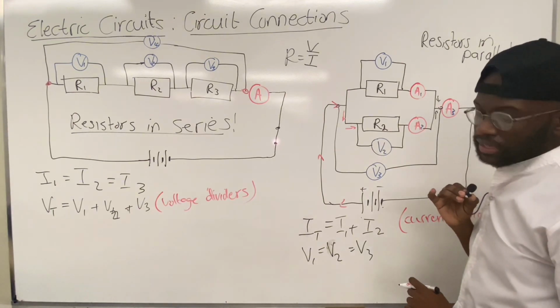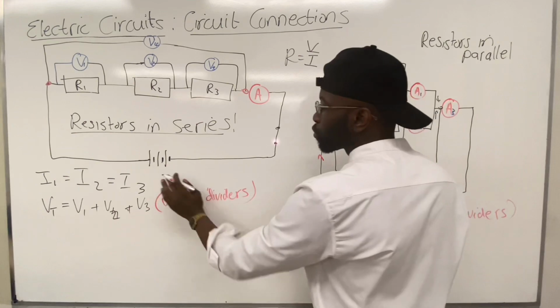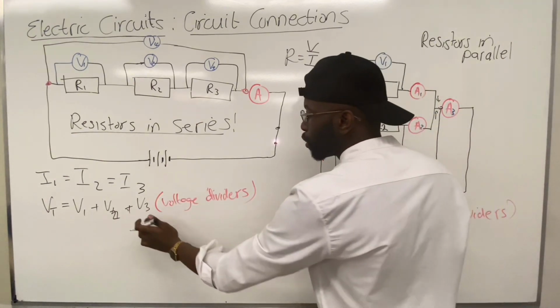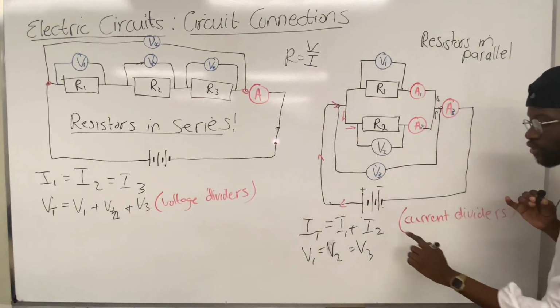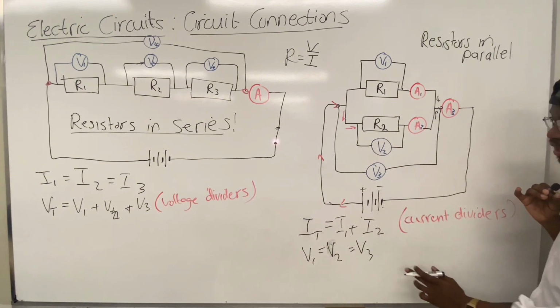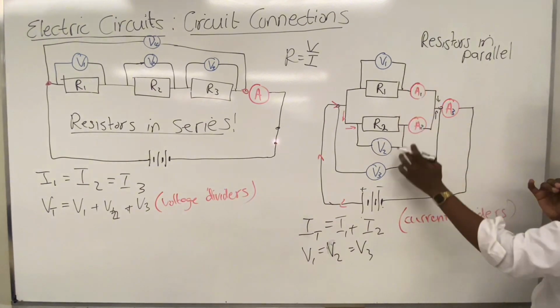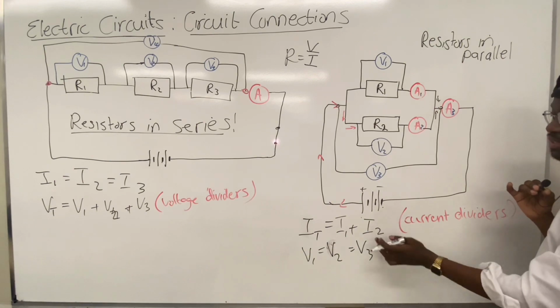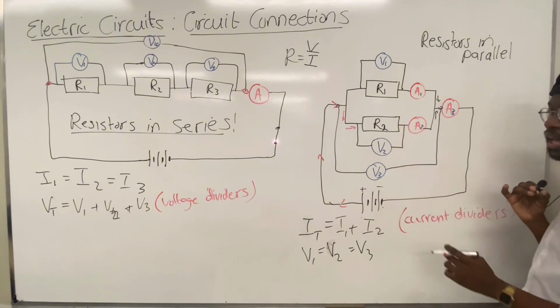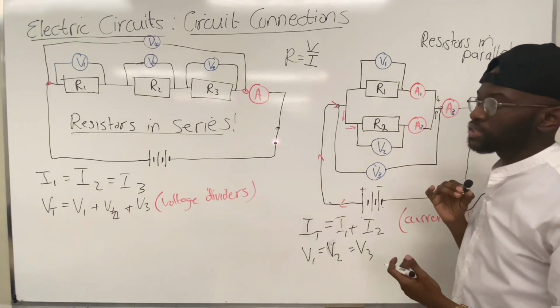Another interesting thing, now that we know how to find the current, we know how to find the voltage, we know how to find the current in parallel, how the voltage is divided, how the current is divided, and how the voltage is in a parallel. Let's now talk about the resistance.